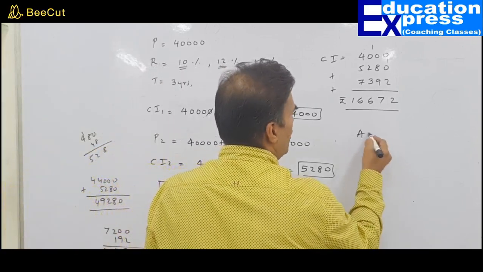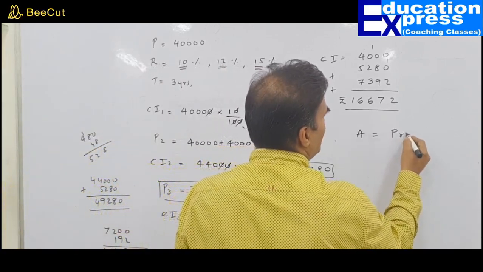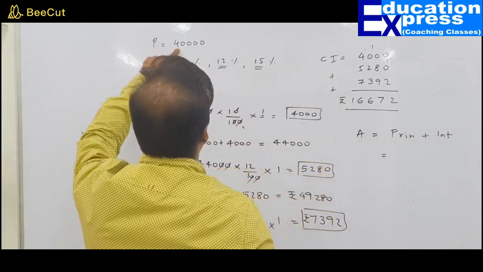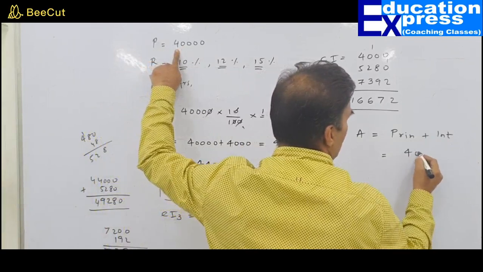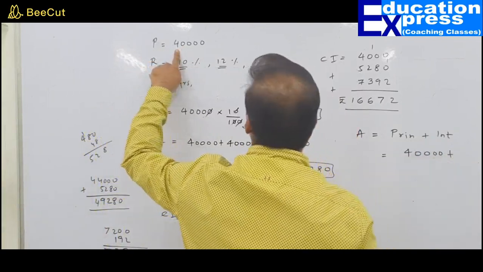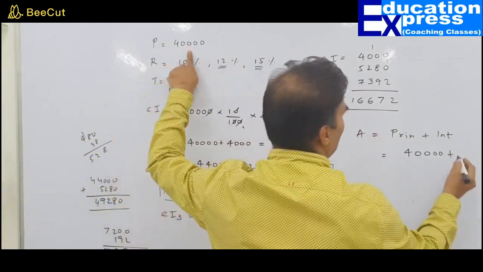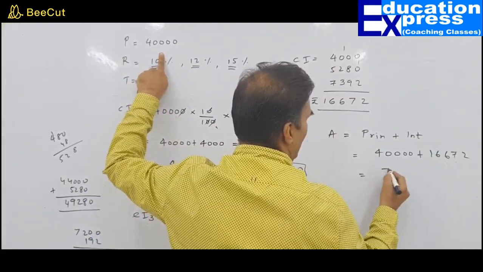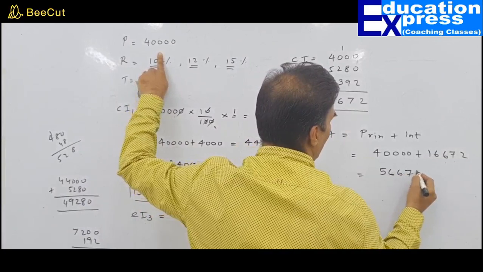What is the amount that you are going to receive? Amount is principal plus interest. How much is the principal? Here you see 40,000. What is the interest that you have earned? 16,672. When you add them, 56,672.